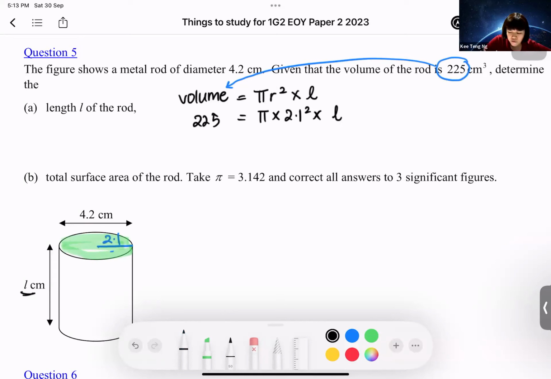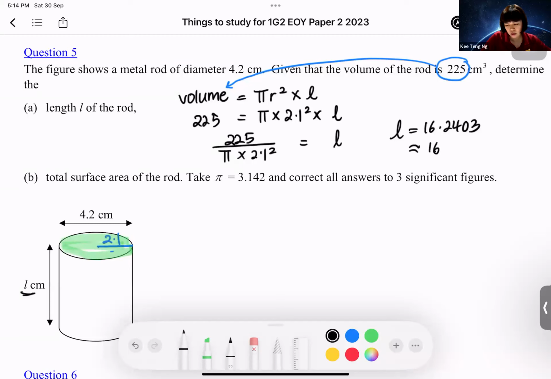Okay, so how do I find my L? I need to undo it. I take 225, divide by pi, divide by 2.1 squared. But to write it in a neater manner, we will write 225 over the whole of pi times 2.1 squared. And I get my answer for L to be 16.2403, rounded off to 3 sig figs, 16.2 cm.